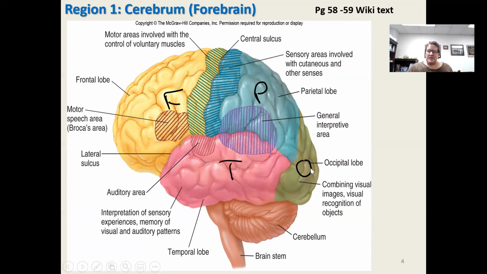And back here is the occipital lobe. Now, if I were to pry apart the frontal lobe and the temporal lobe and look in between those lobes, you'll find the insular lobe down in there. So let's talk about the division of labor in these lobes.